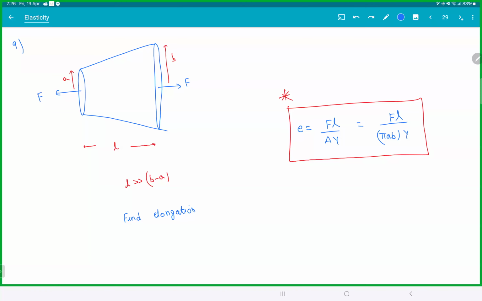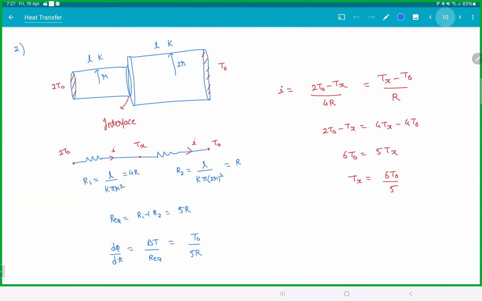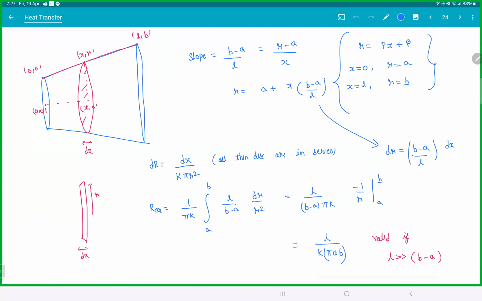Let's see how to prove this. Maybe this would help you see. This is how we choose elements.